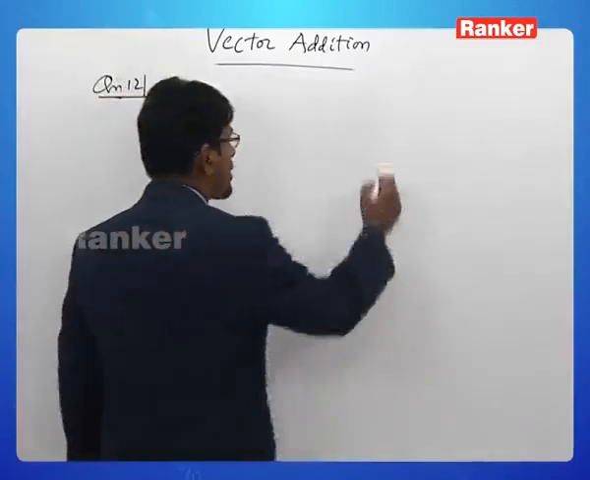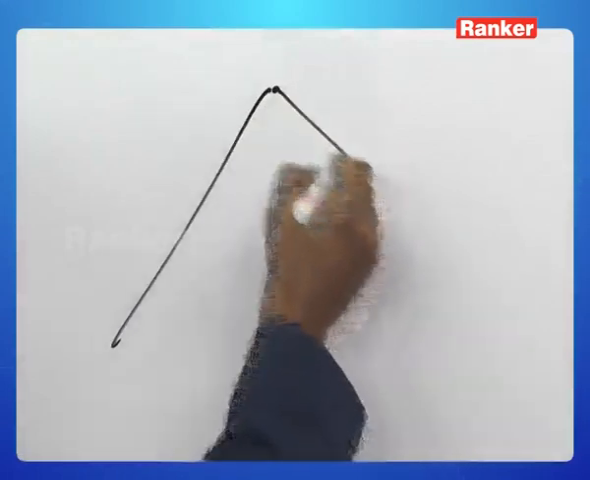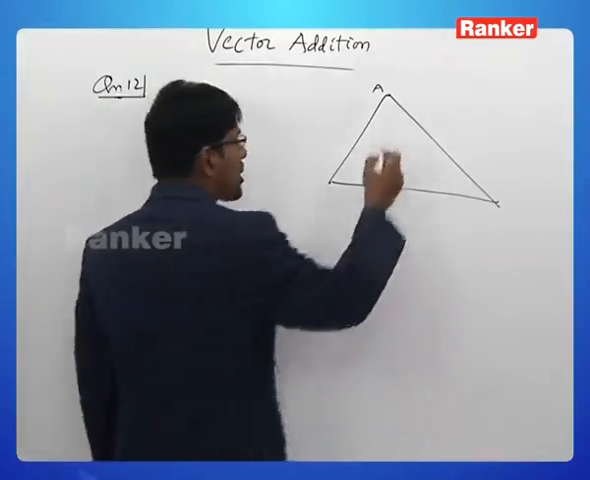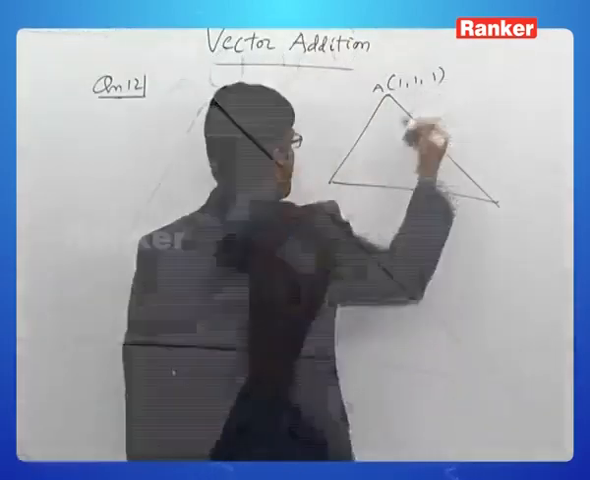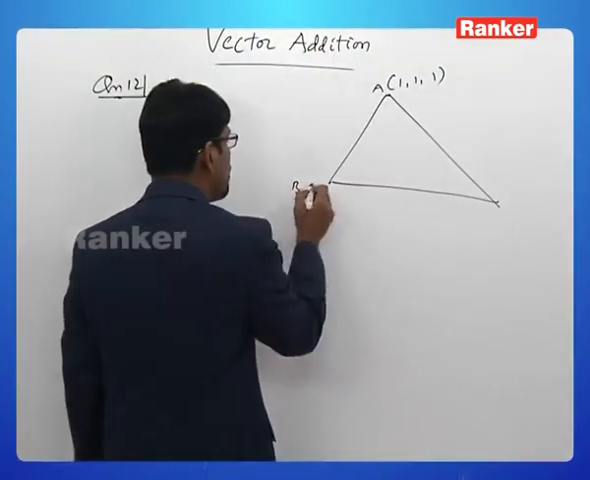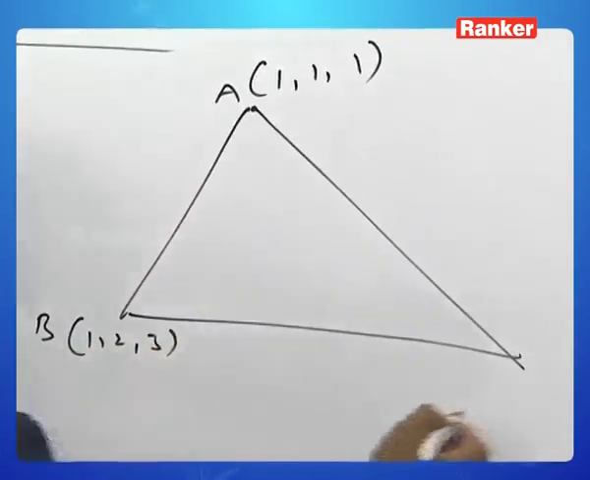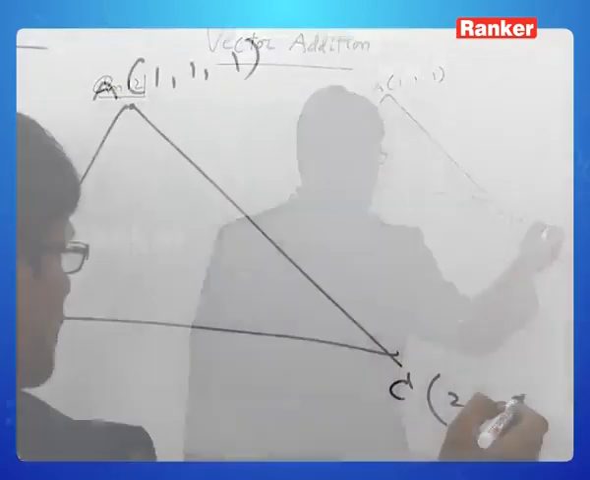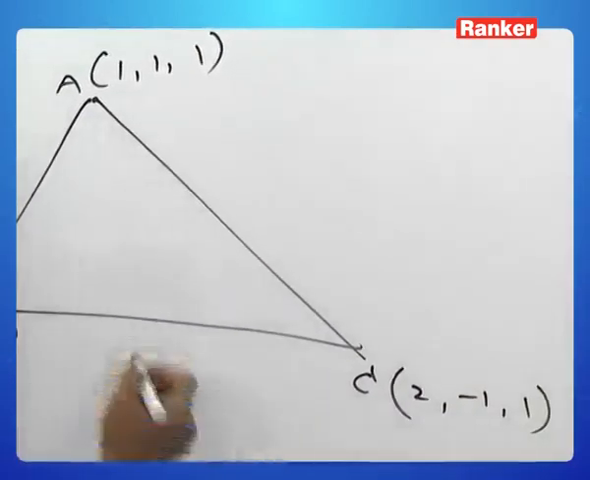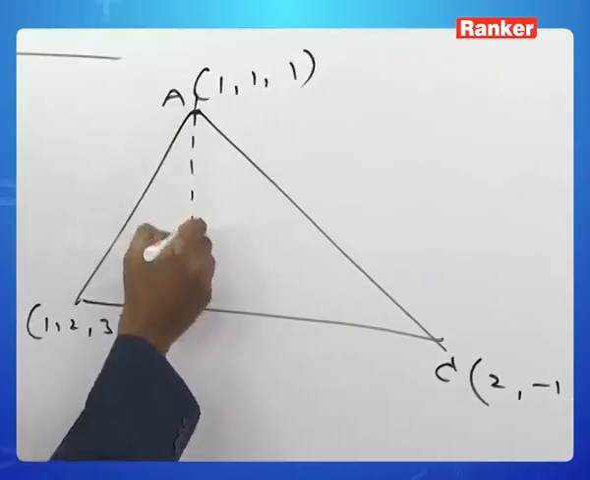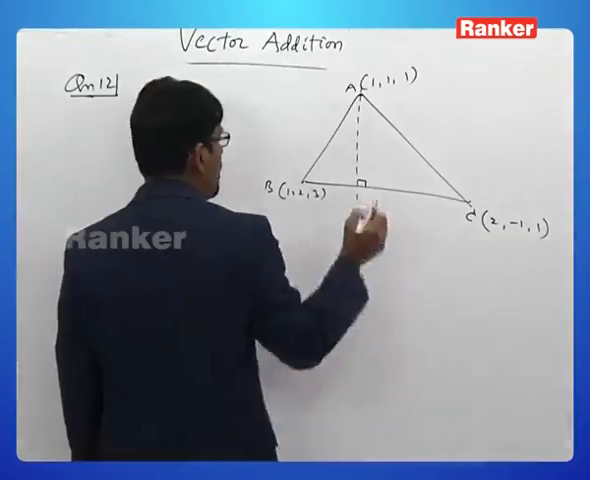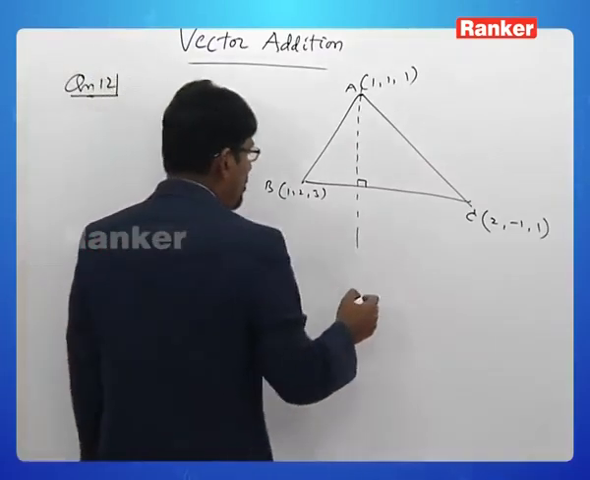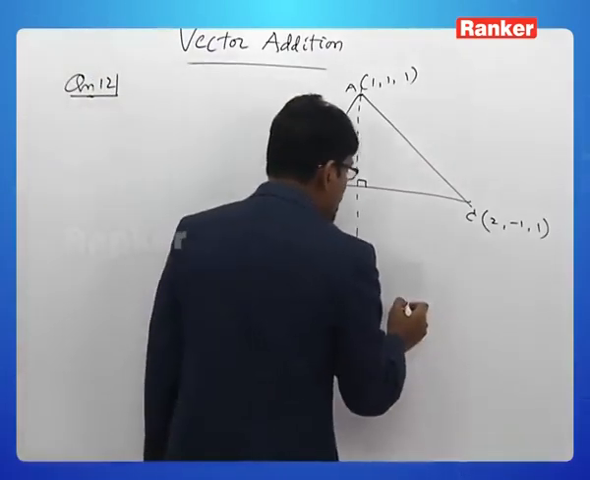Well, let's have a look at this here. We have a triangle ABC. The coordinates of A are given as 1, 1, 1. Coordinates of B are given to be 1, 2, 3. The coordinates of C are given to be 2, minus 1, 1. We are asked to find the vector equation of this altitude from A on to BC. Now, before going to this, let's observe one thing.